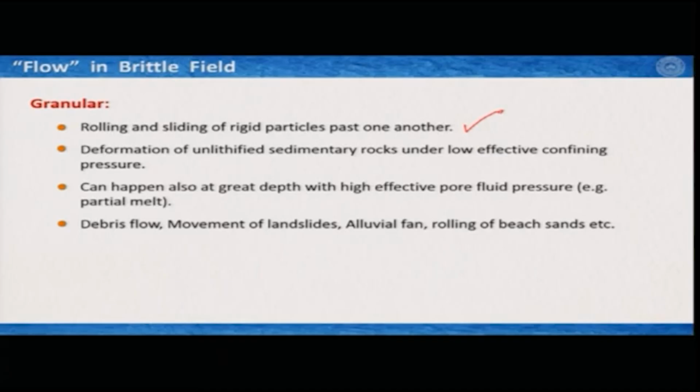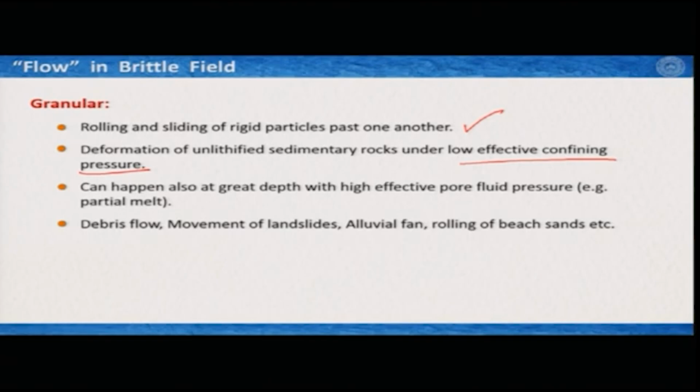Granular flow, unlike the cataclastic localized deformation bands, is characterized by rolling and sliding of rigid particles past one another. We will see the examples soon, and this is a very interesting type of deformation mechanism under the cataclastic domain. We mostly see these sorts of deformations in unlithified sedimentary rocks, where the confinement is extremely low. What I mean by low effective confining pressure, we will understand when we see the examples.